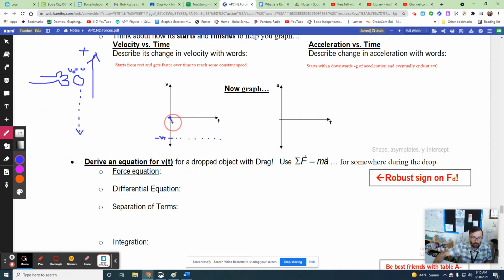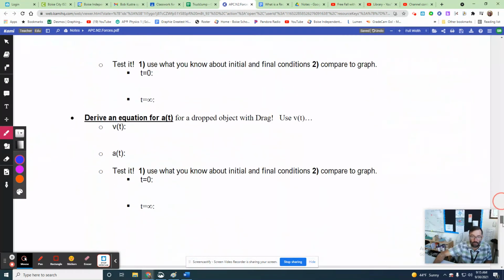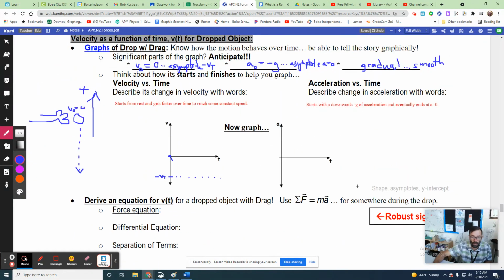So this is going to have a downwards negative slope initially. It's going to be accelerating quite fast. And then what's going to happen? It's going to end at 0 acceleration. So that's going to be a flat slope. It's going to end up going towards this asymptote like this, okay? And remember, these are gradual, smooth transitions. So it's going to start like this and go like that. Okay, so we got our velocity graph done. 0 acceleration, negative g right here, starts at 0, goes towards some terminal velocity in the downwards direction.